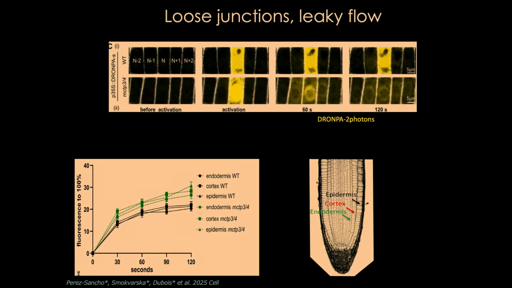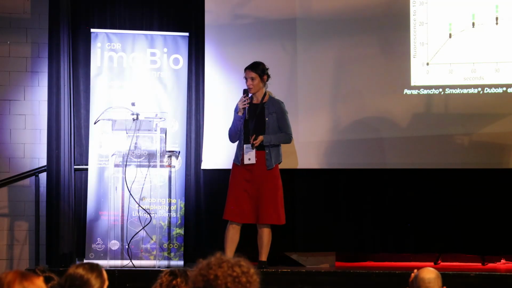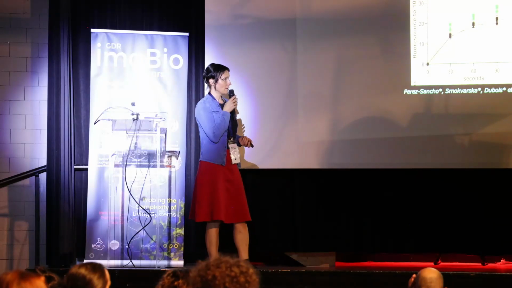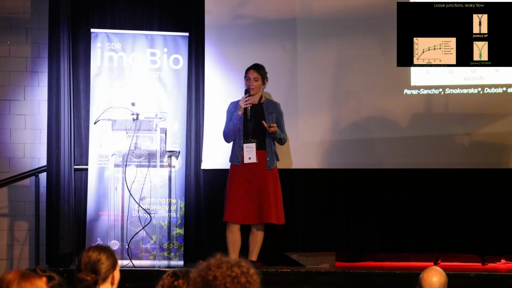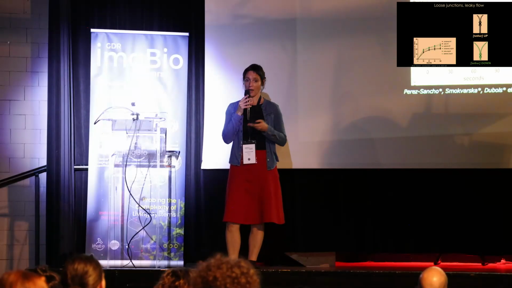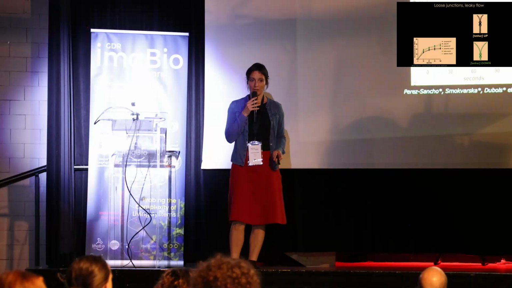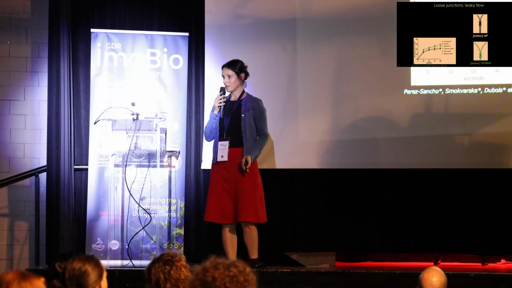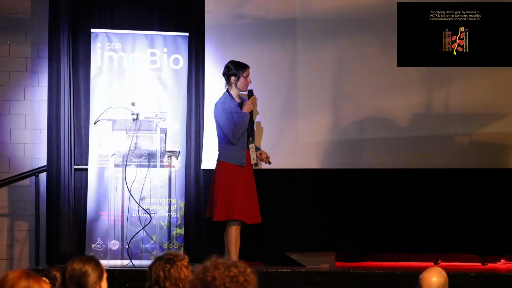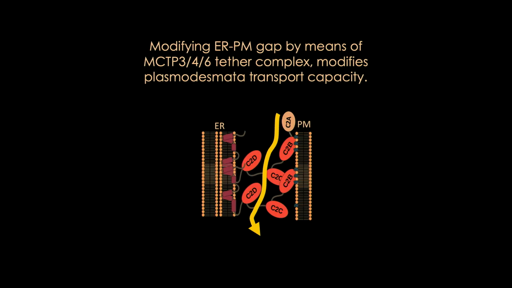We see this effect in multiple cell layers within the root of Arabidopsis. This is where we work because this is a transparent organ, so it's much easier for microscopy. So basically, if those protein tethers are down, you have more flow. If they're up, you have less flow. So, as a simplistic image, you zip and unzip the membrane junctions. So we know that those tethers can actually modulate cell-to-cell trafficking.